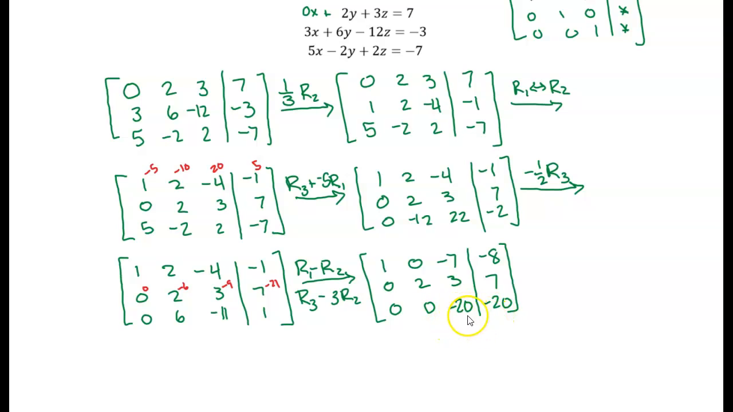And I can see now an easy way to get a 1 in the lower right-hand corner where I want it, right? If I just take row 3 and divide by 20, right? So I'm just going to take, actually, I'm going to take -1/20 of it. That way it'll be positive. All right, so let's do that.